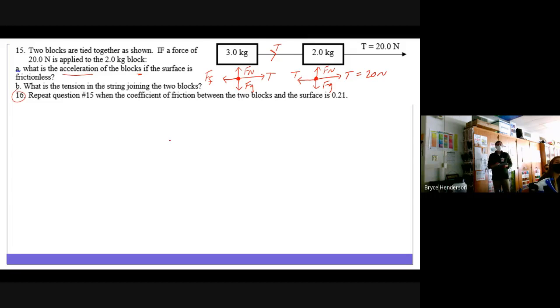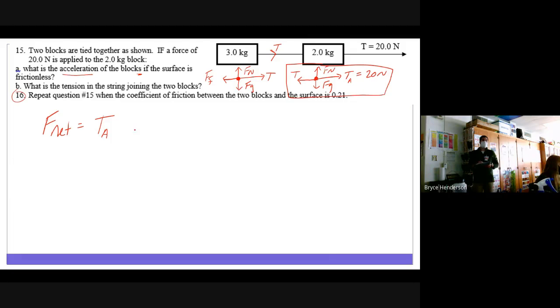So think about that. I would have a net force equal to the tension. I'm going to call this tension A. What is opposing that tension? The other tension, so minus tension B. And we actually forgot something on our free body diagrams. Friction. So minus tension B, minus the friction on object B.